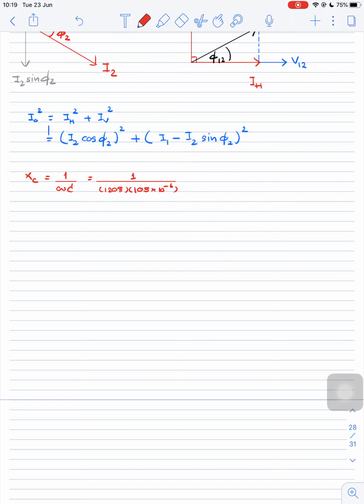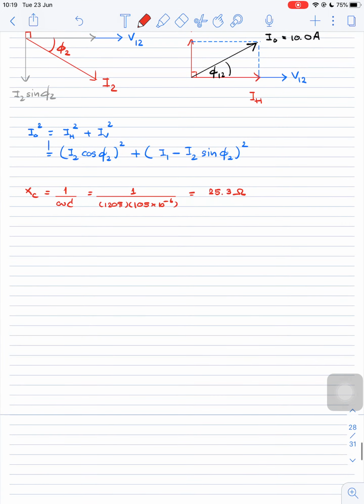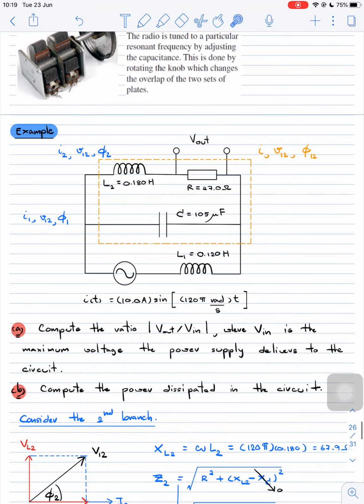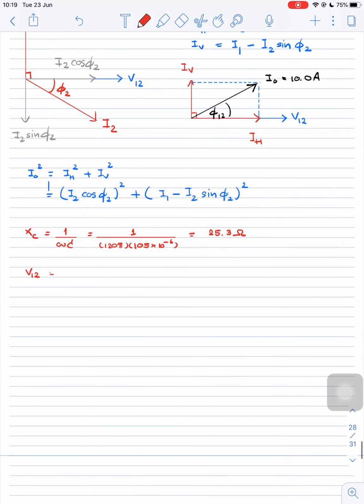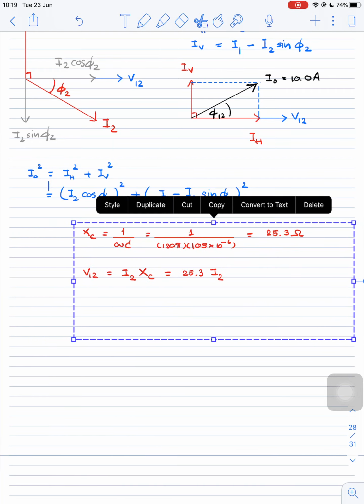Okay, and 1 over this equals 25.3 ohms. That will be the XC. So then we can get the V12. Let's consider the first branch here. The V12 is going to be equal to the I2 times the XC, equal to 25.3 times the I2. So that's going to be the relationship between the I2 and the V12 here.